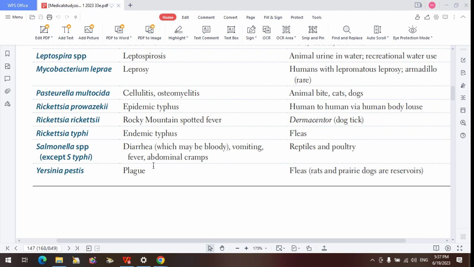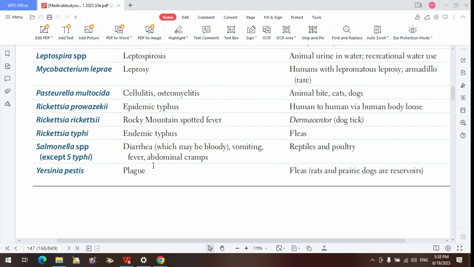They can also have pneumonic plague, so they can have this pneumonia that is kind of atypical, and they can have septicemic plague, so dissemination to the blood, causing DIC, hypotension, gangrene of the toes. So those are three forms of the plague.